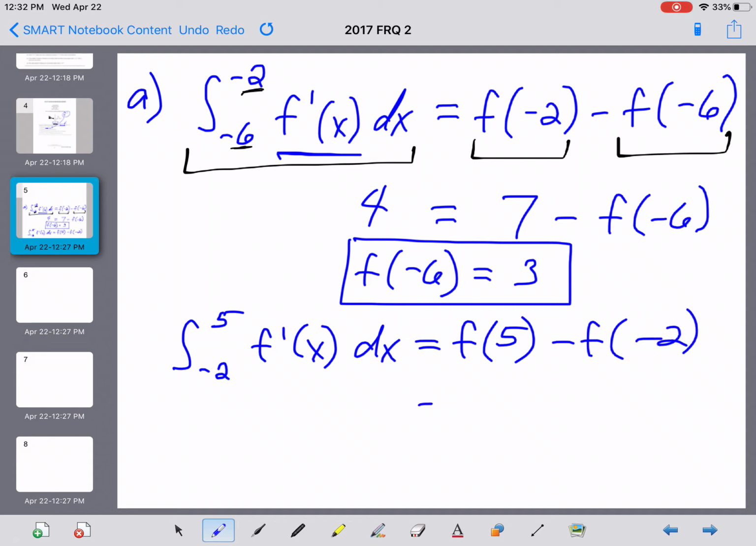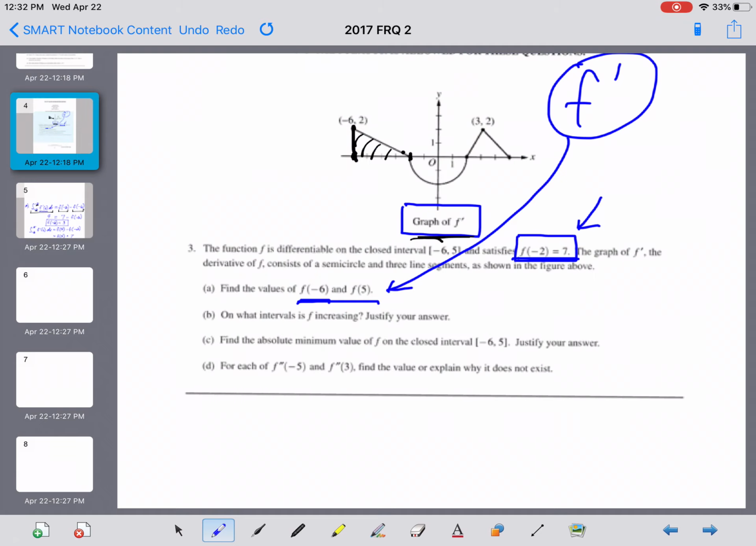Once more, 3 things here, and we better be able to fill in values for 2 of them. F of 5 is the unknown, so that goes here now, minus the f of -2, which they told us was 7. So that's going to go here. And now on the left side of this equation, we need to know the area, the net or signed area between the curve and the x-axis, starting at -2 and ending at 5. So starting at -2 right here and ending at 5, that's what we're looking at.